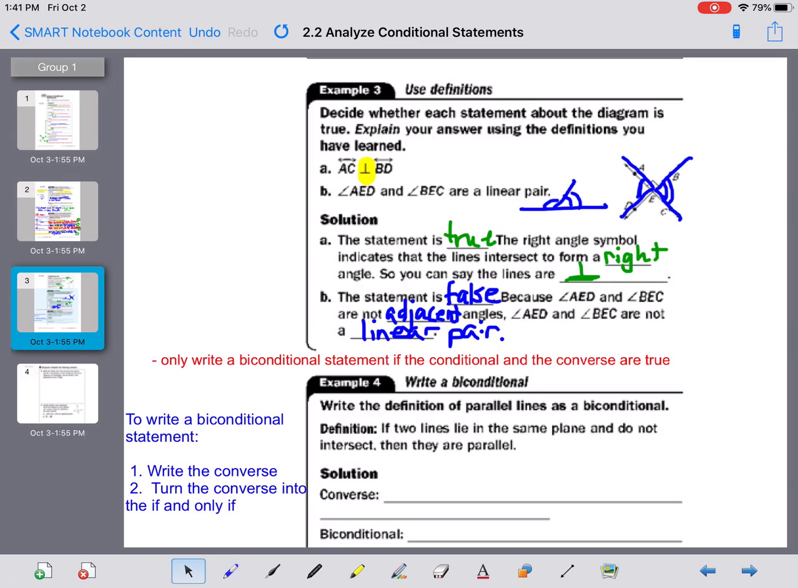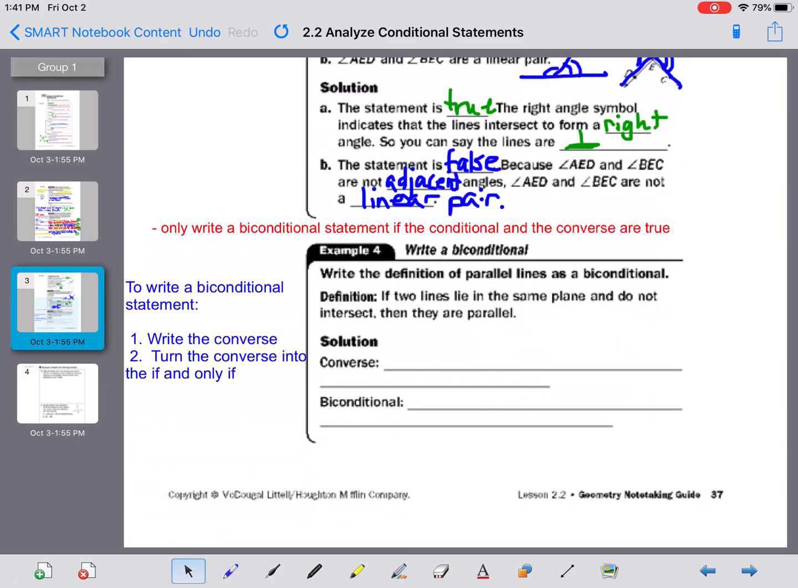Okay, at the bottom of this page, we're going to do our first example and really work on these biconditional statements. So I have a note for you here that I do definitely want you to copy because this is so important. You can only write a biconditional if the conditional and the converse are true. So when you're doing those lists of if-then, converse, inverse, and contrapositive, you want your if-then and your converse to both be true. If you can't say they're both true, you cannot write a biconditional.